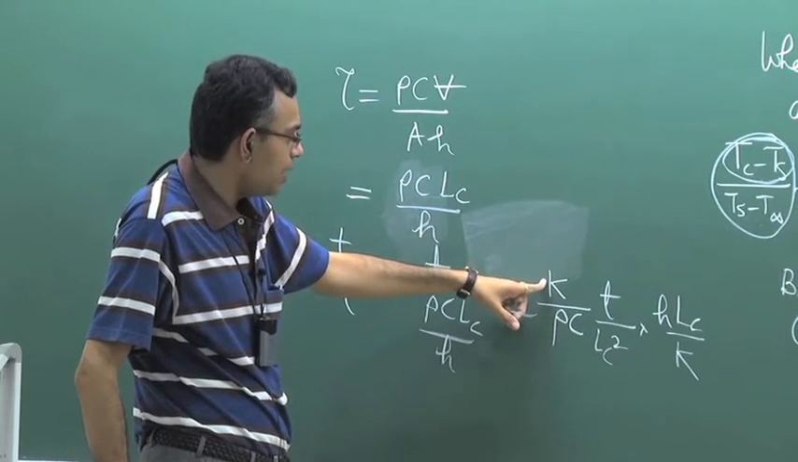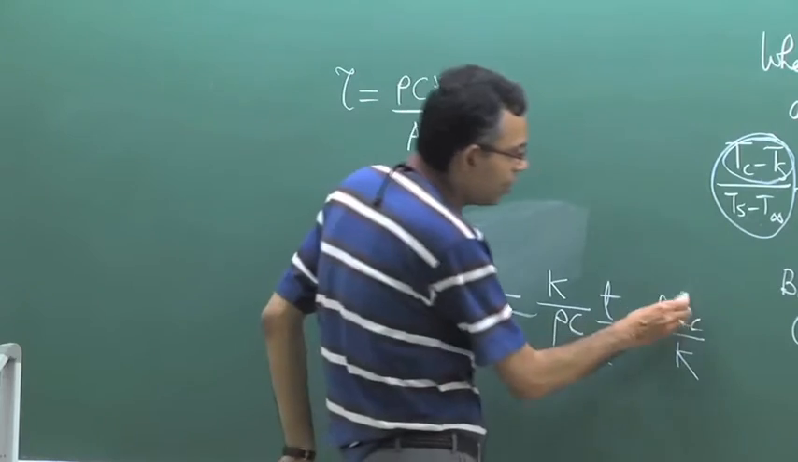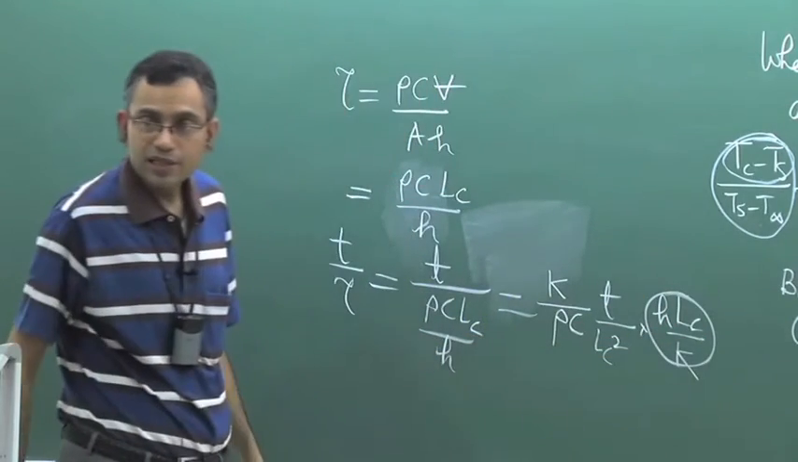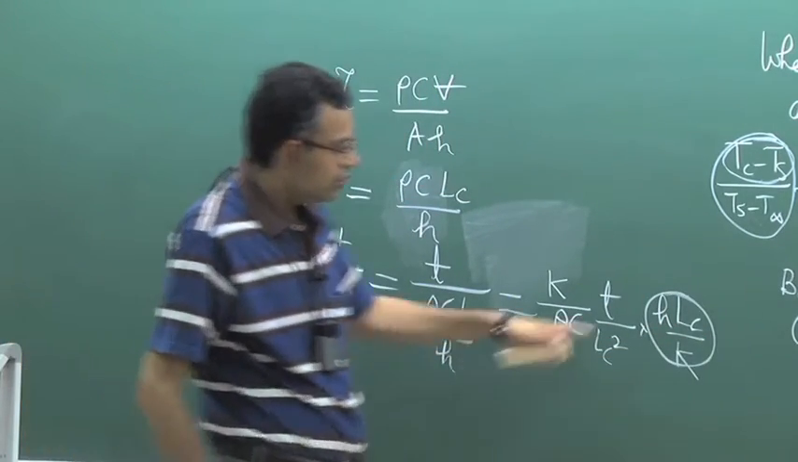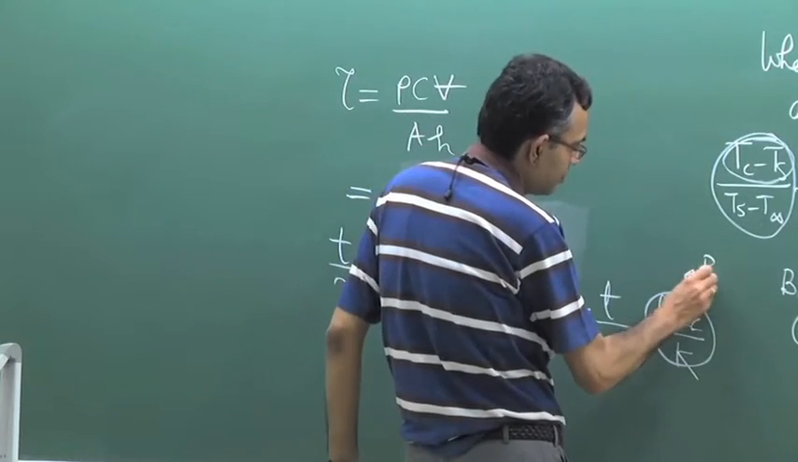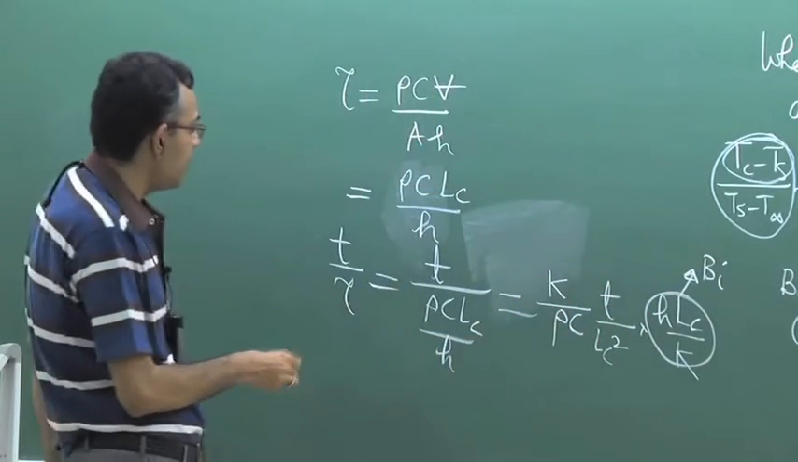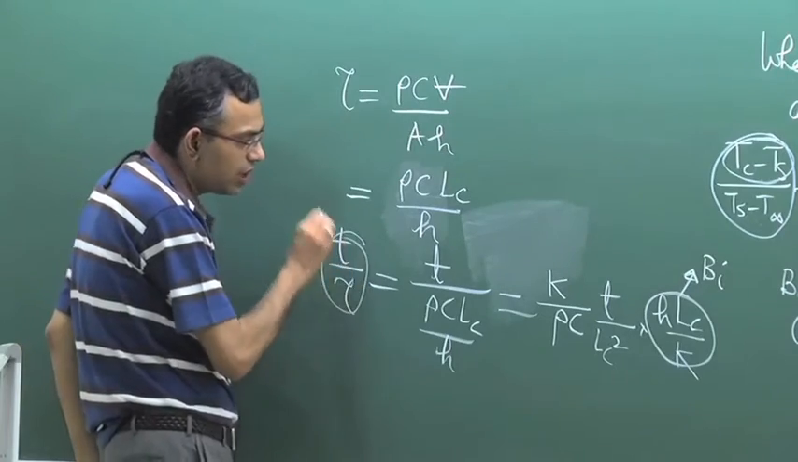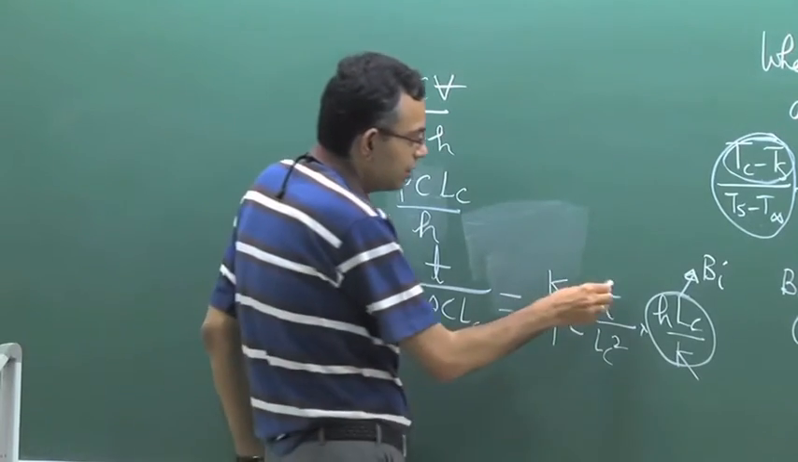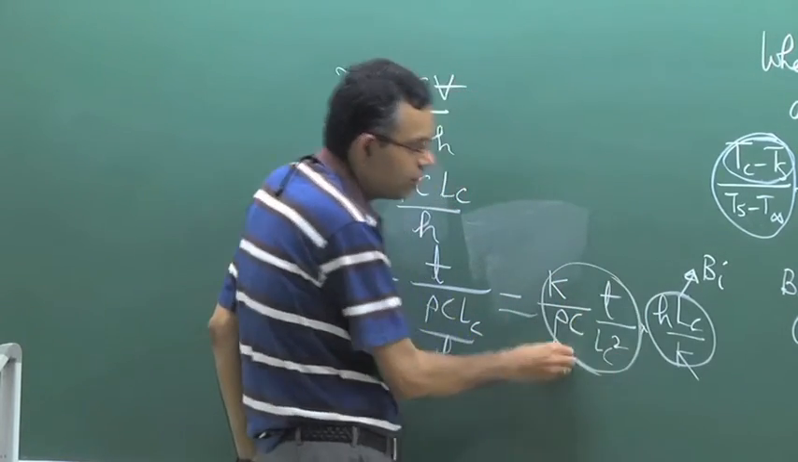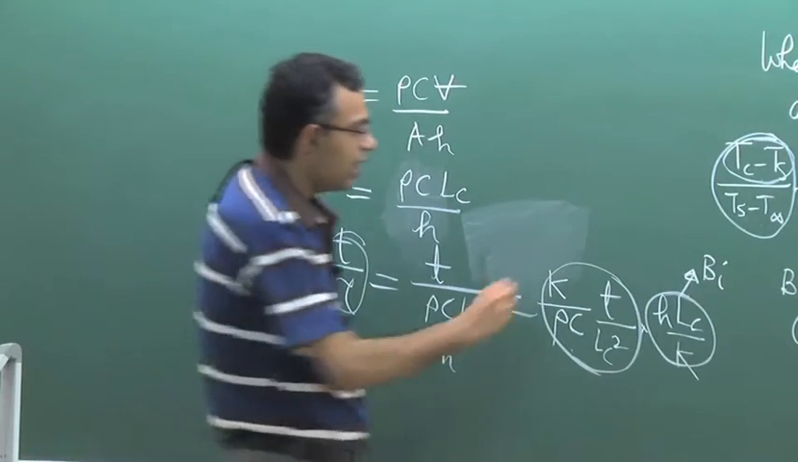Why do you multiply by K? Because you want to get the Biot number, HLC by K. So this is a non-dimensional number. We have discussed its physical significance earlier. This is also non-dimensional. This is called the Fourier number.